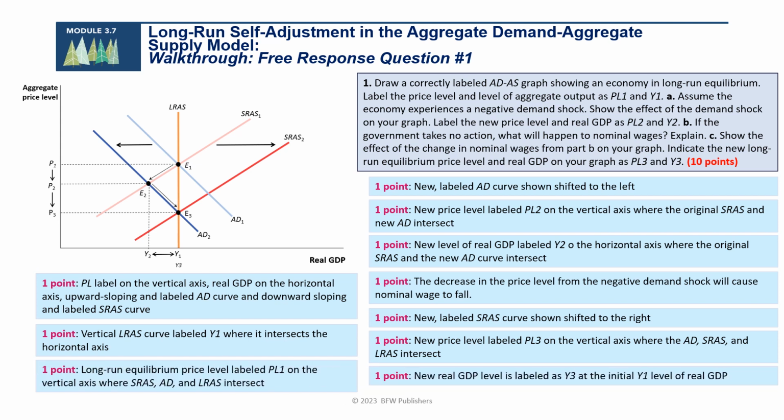And you must finally say that at E3, at our new equilibrium, right, output is back at potential and the price level is lower than the original. And then you have completed the question correctly. All right, excellent work.